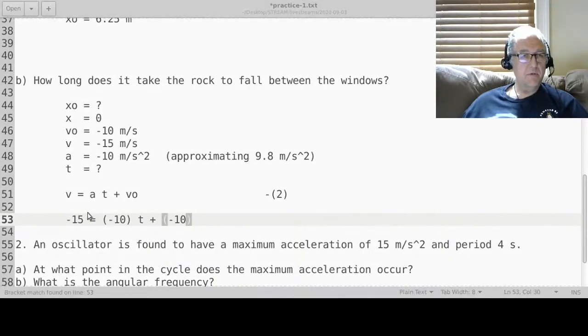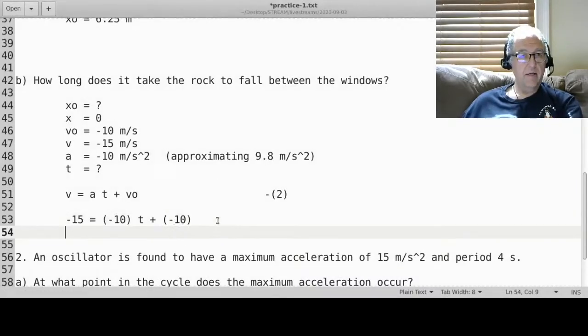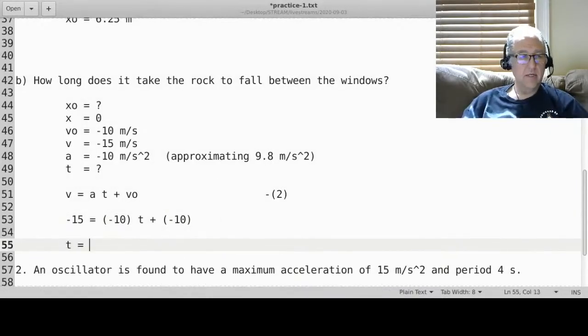All right, so what did I substitute in? For V, it's -15. For A, it's -10. For V naught, it's -10 as well. By the way, that's just a coincidence that they're both -10. And then solve for T, and it turns out that T is half a second. T is going to equal 0.5 seconds, like that.